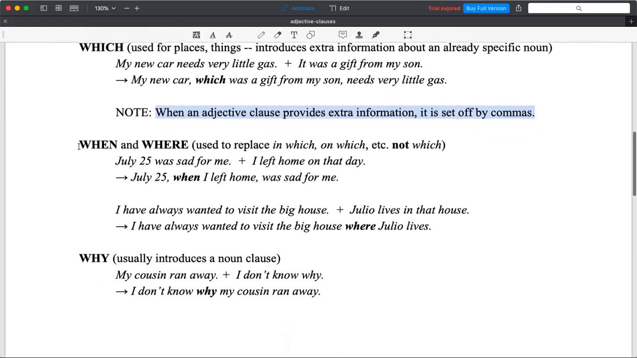We also use when and where as the pronoun. We use them to replace things like in which or on which. We don't separately say which. In which or on which can be where or when. If I say July 25th was sad for me as the first short sentence, and the second short sentence, I left home on that day, to combine them, I use when. I say July 25th, when I left home, was sad for me.